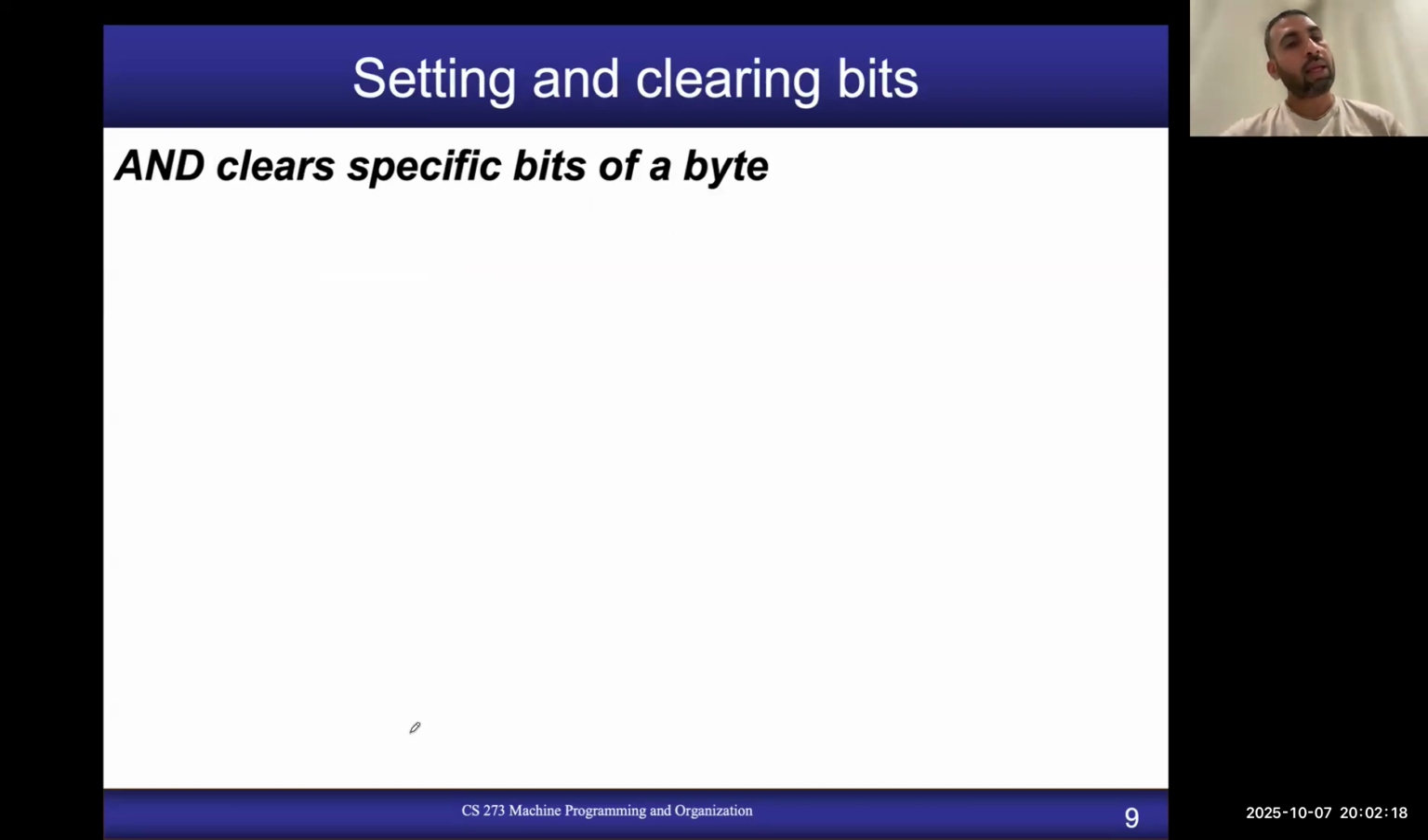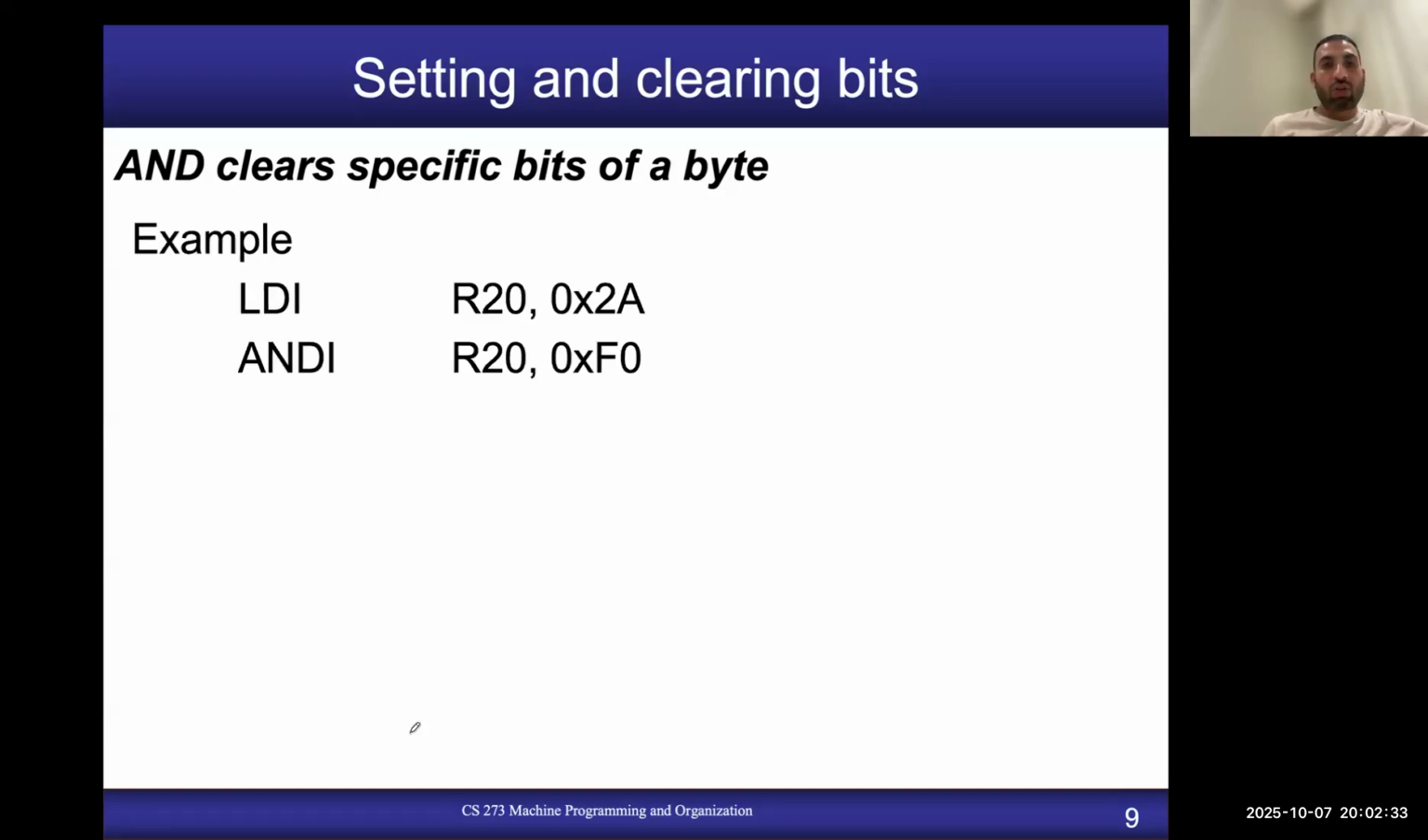So the AND instruction can be used for other purposes, but one widespread use is to clear specific bits of a byte. This operation is known as masking, right? So for example, let's say you have a value 0x2A, right? And what you want to do is get rid of the lower 4 bits. You want to set all of them to 0, but for the upper 4 bits, you want to keep them as they are, untouched. But for all the bits at index 0 to 3, you want to set them to 0.